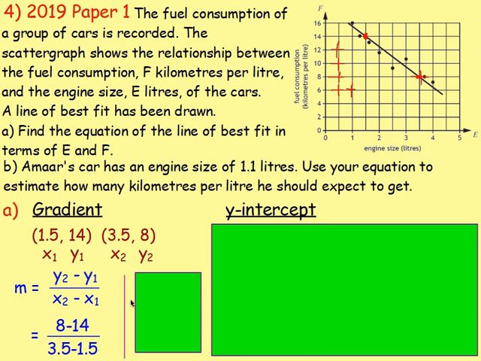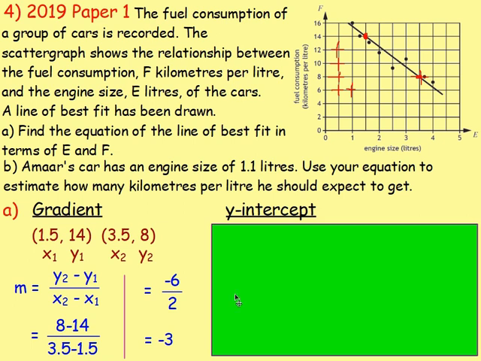Working that out, well, 8 take away 14 is negative 6. 3.5 take away 1.5 is 2, so it's negative 6 divided by 2, which is negative 3. So that is your gradient. Just do a wee check here. It is a negative gradient, which means the line is sloping down. Yes, the line is sloping down. So you can check. So you probably are getting that right.